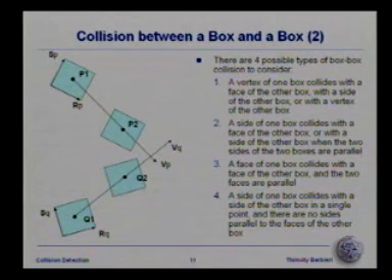A vertex, which is a corner of one box, collides with a face of the other box, a side of the other box, or with a vertex of the other box. And then all possible permutations of this situation. A side of one box collides with a face of the other box, or with a side of the other box when the two sides of the two boxes are parallel.